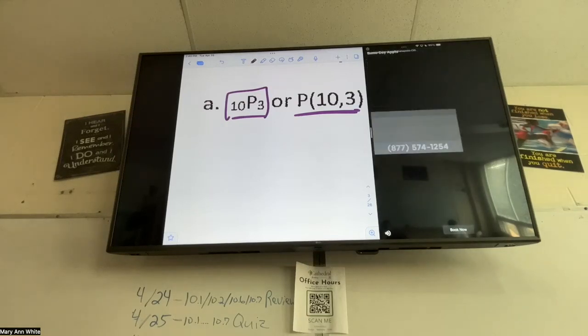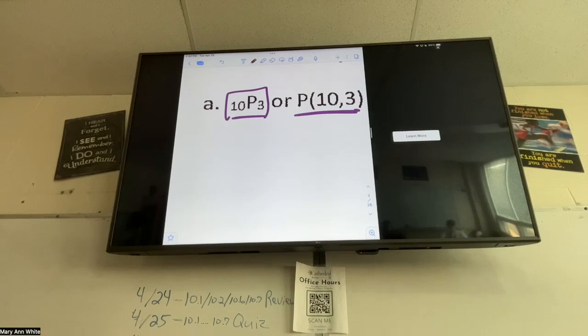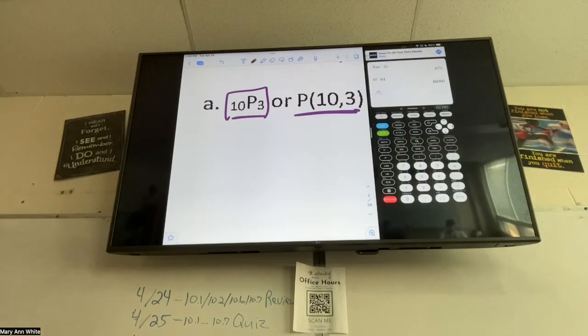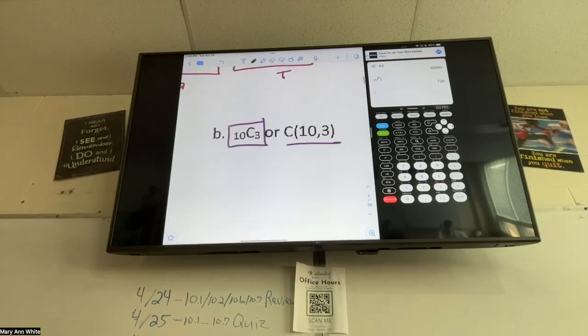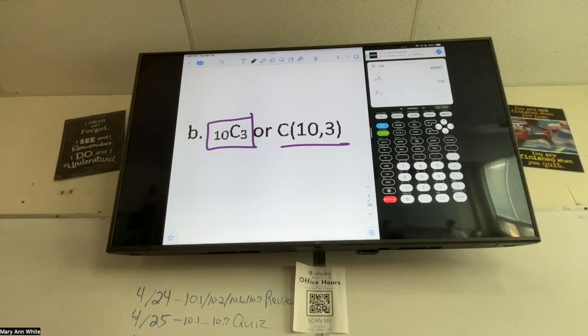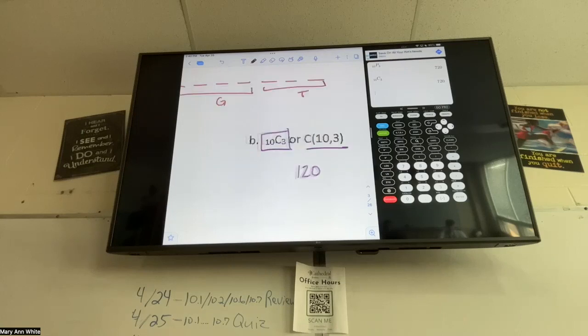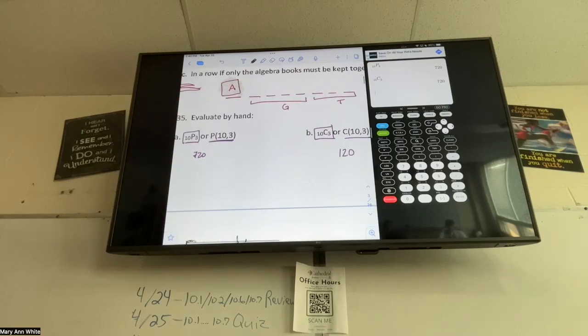So I'm going to hit that nPr. Your calculator should give you the option to put in a number before the P and then a number after the P. And that's what I have on mine. So I do 10 and then I scroll over and I hit 3 and then you should get a number. The big number always goes first, the small number always goes last. 720. Same thing for the C's. So for 10P3, I got 720, and for 10C3, I got 120.